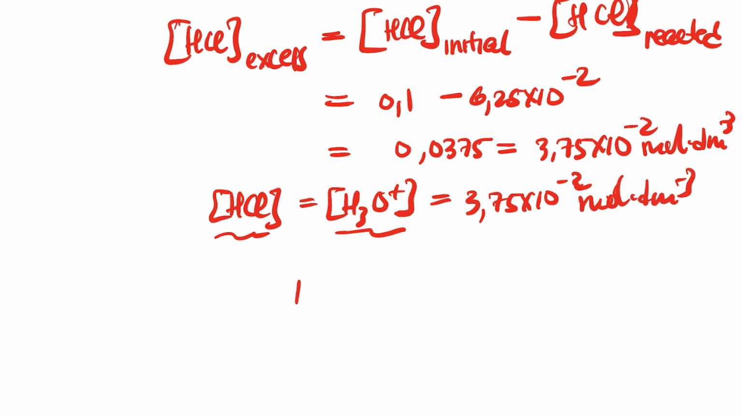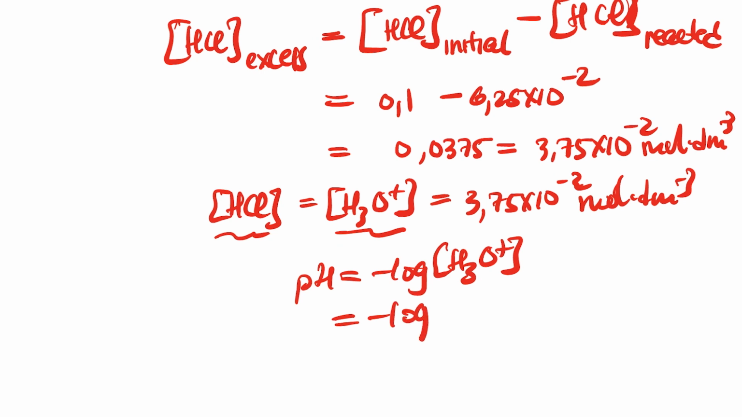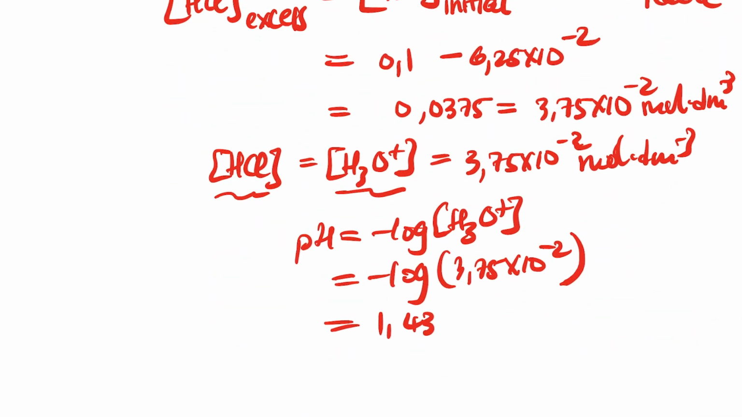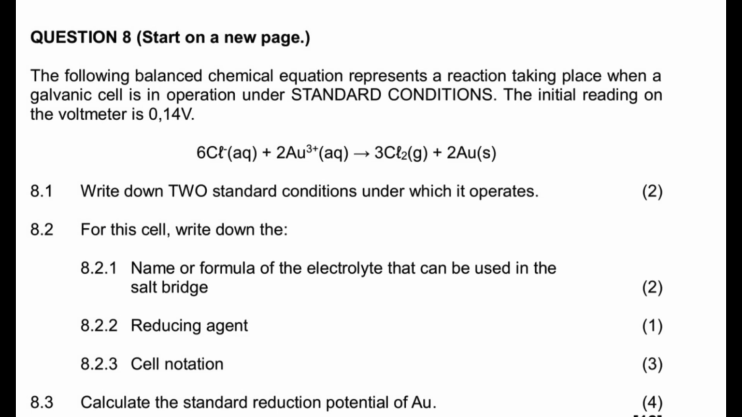So if that's the case, we can calculate the pH by, say, negative log concentration of hydronium is equal to negative log of the hydronium, 3.75 times 10 to the power negative 2. If we punch that in the calculator, it's going to be 1.43. That's the pH of the final solution there. I hope, guys, that makes sense. Let's look at question 8.